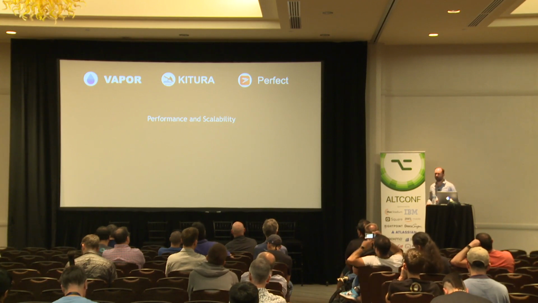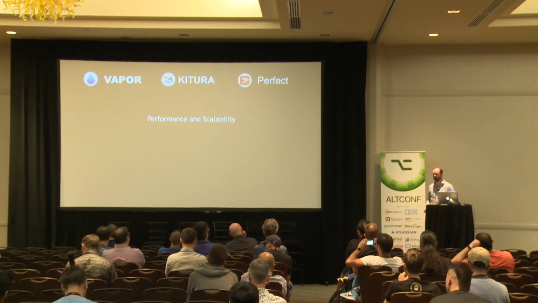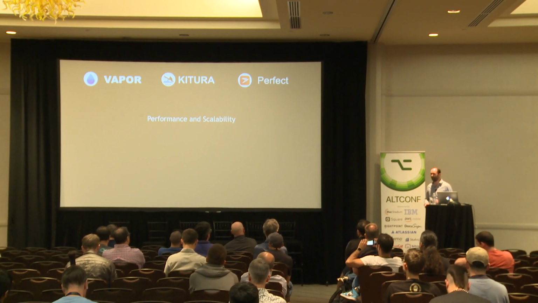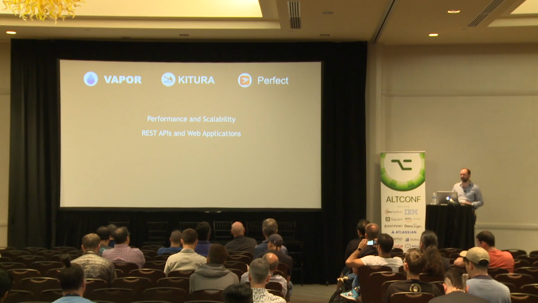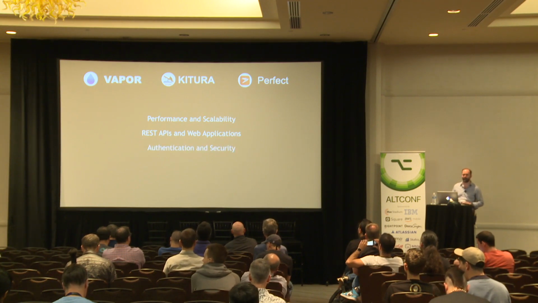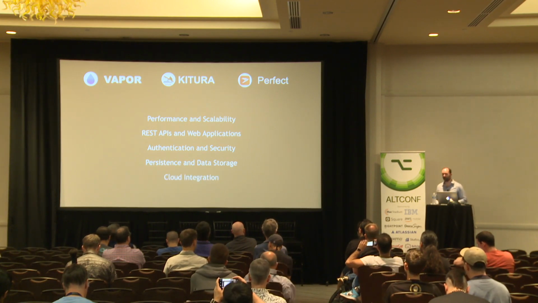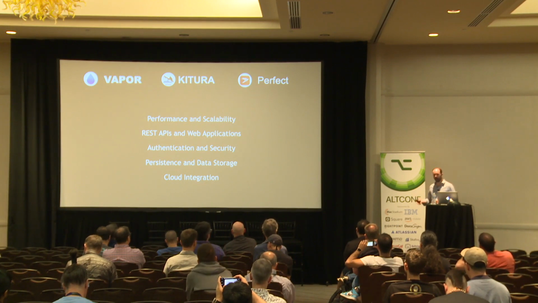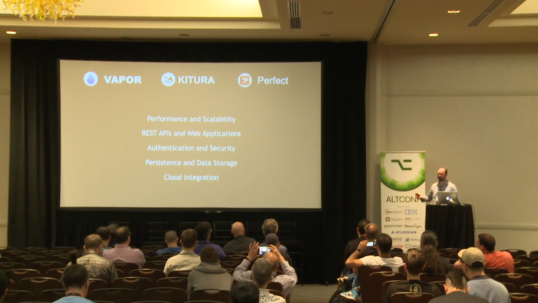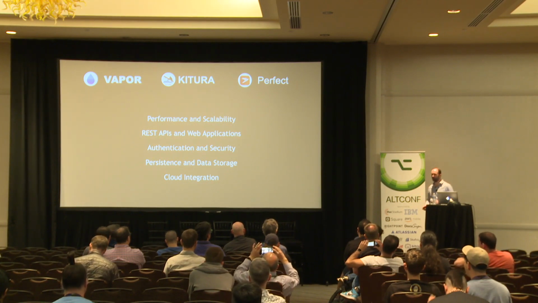For Kitura, we run 10,000 concurrent users against one server as a test, and we know it survives that and doesn't really affect performance. You can use each of them to build REST APIs and web applications with templating and server-side rendering of your web views. All of them have authentication and security, persistence and data storage, and cloud integration. In fact, Vapor had Vapor Cloud, and they're now releasing a new version of that called Vapor Red, which allows you to run Vapor applications backed by providers like Heroku or DigitalOcean.